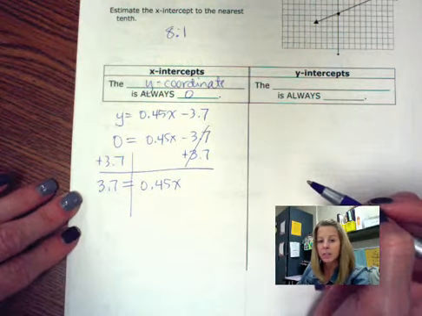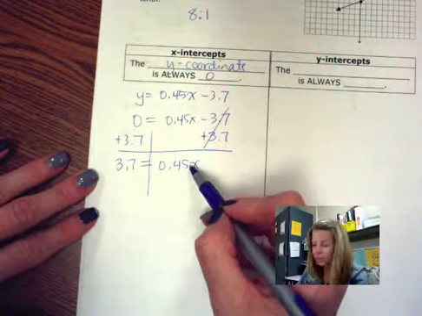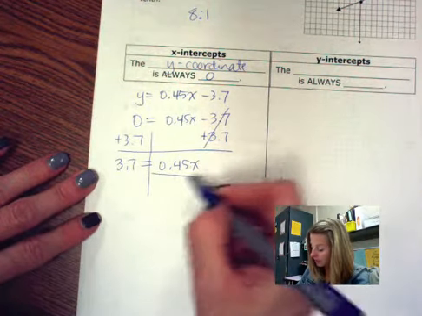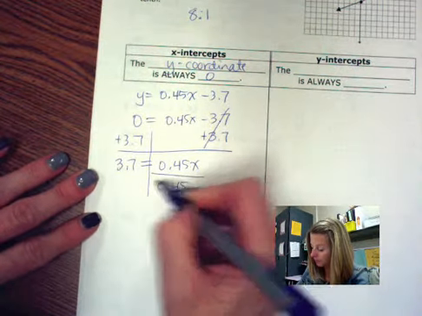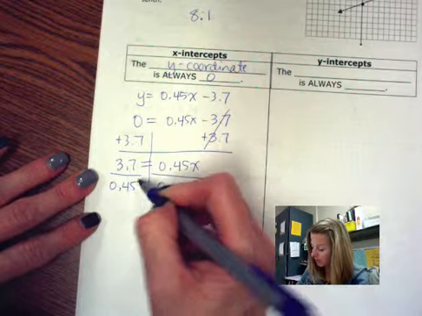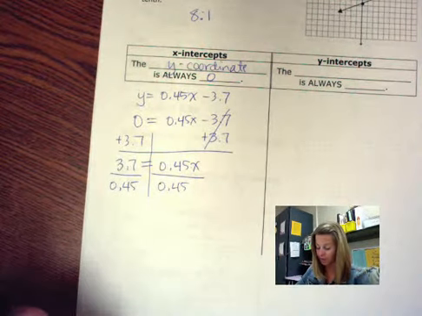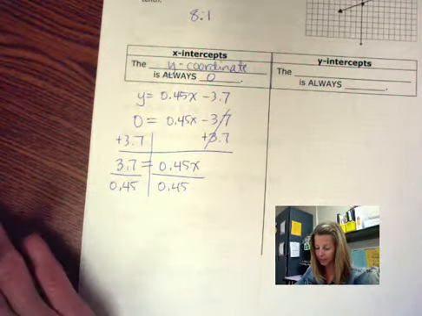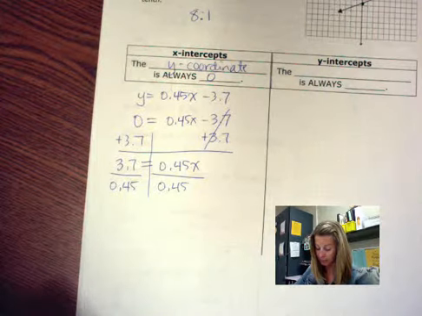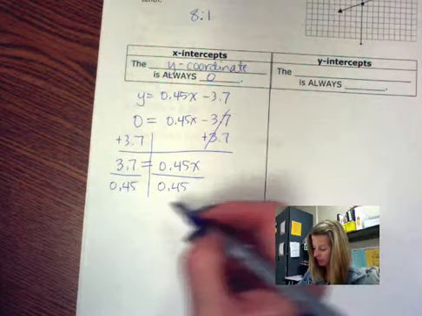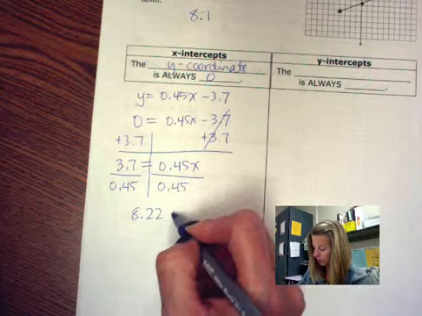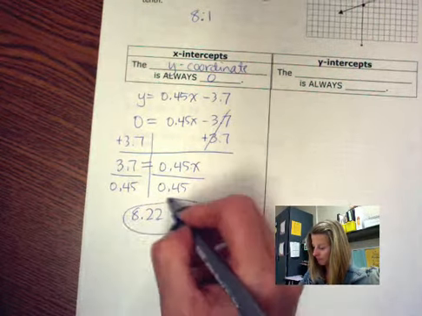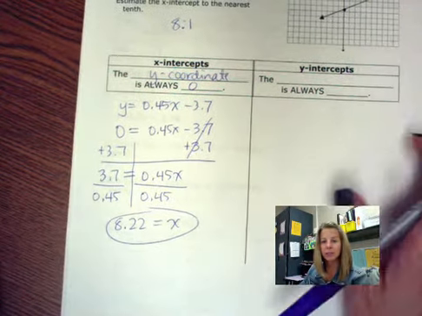I'm going to bring down 0.45x. From this point, I want to undo the multiplication, so divide by 0.45. Go ahead and divide that on your calculator. 3.7 divided by 0.45, and I get 8.22 repeating. And I guessed 8.1, so I was pretty close.